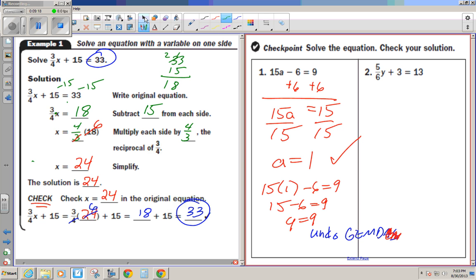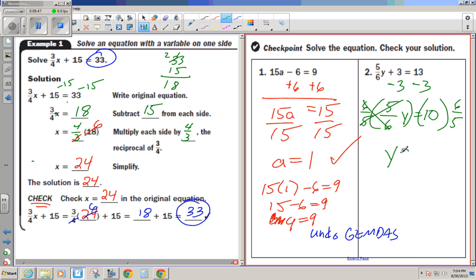Undoing operations over here. Undo adding and subtracting. Minus 3 both sides. 5/6 y equals 10. Multiply by the reciprocal, 6/5. The 6's reduce, the 5's reduce. Y equals 60. Oh, wait.